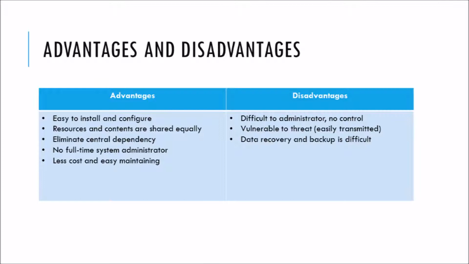Moving on to the disadvantage of peer-to-peer. It is difficult to administer because there is no control. The whole system is decentralized and one person cannot determine the whole accessibility setting of the whole network. Therefore, it makes administration hard.